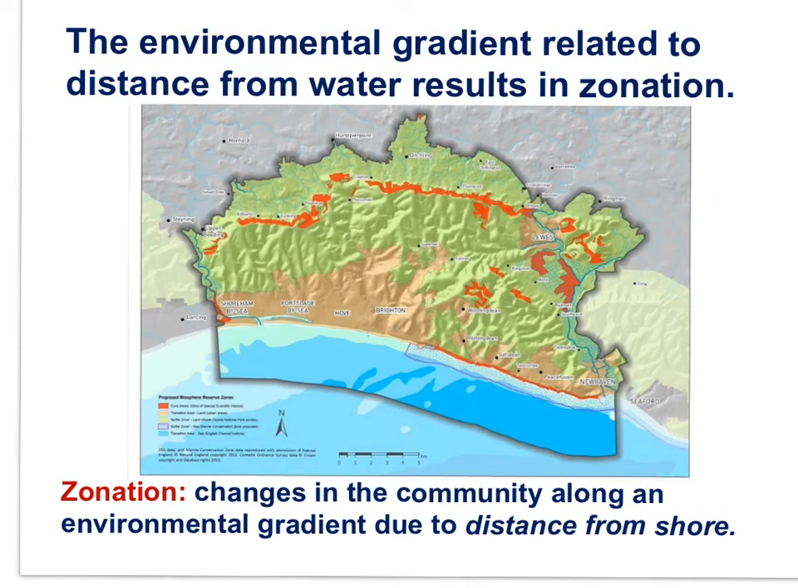The environmental gradient related to distance from water results in zonation. Regions near the sea will be wetter, while those further will be more dry. Regions near the ocean will have higher exposure to salt, while those further away, less exposure to salt. Different communities will thrive here, while other communities will thrive there. This is zonation, a change in community along an environmental gradient such as distance from water.